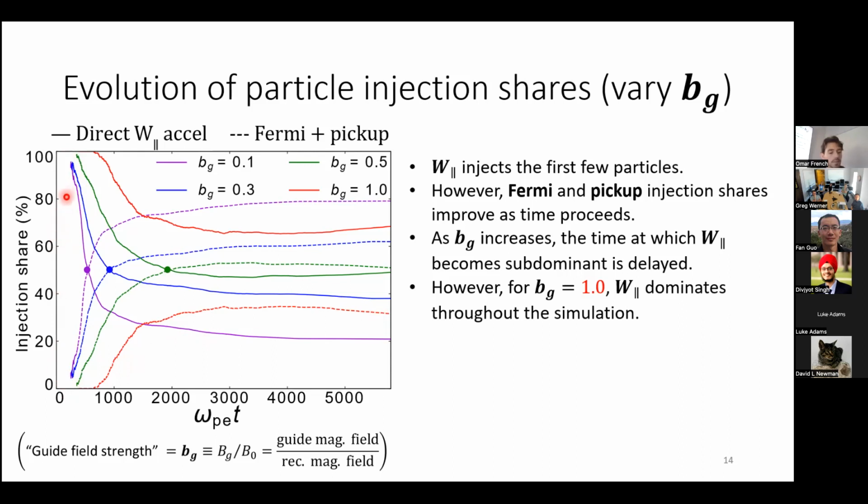In fact, maybe it seems weird that these lines start off not at zero. It's because at early times, so few particles are injected, they fluctuate rapidly, just the instantaneous share. So I just remove those so you can see clearly where things start up.